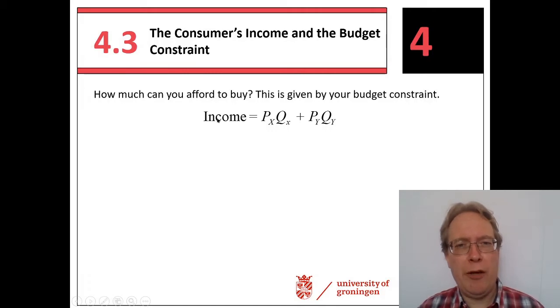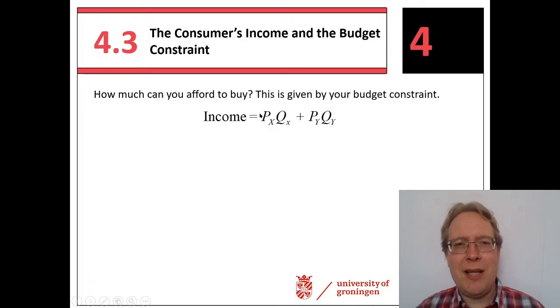So suppose that you have an income on the left-hand side here. Suppose that you consume two products, X and Y. The price of product X is given by PX, and the price of product Y is given by PY. So your total outlays, this will be the amount of money that you spend on product X, it's just the price times the quantity. This will be the amount that you spend on product Y, just price times quantity. So this is the total amount that you spend.